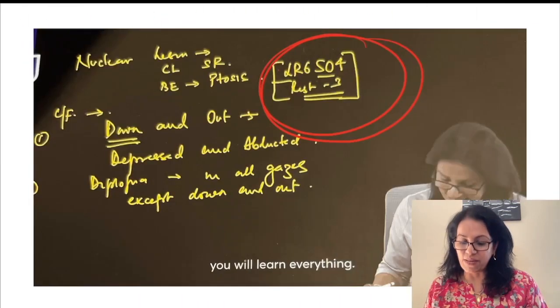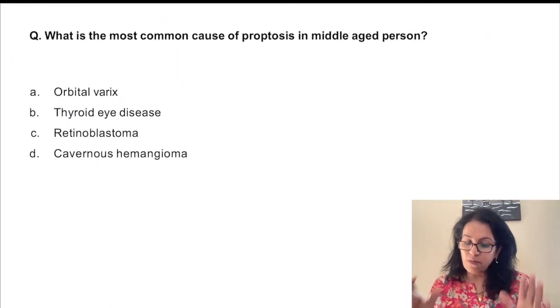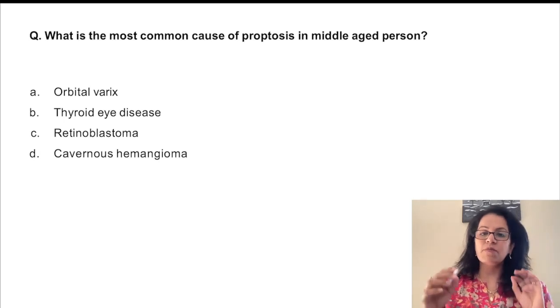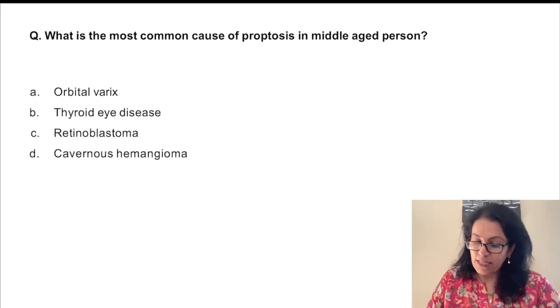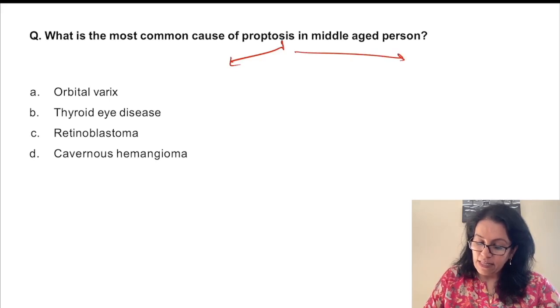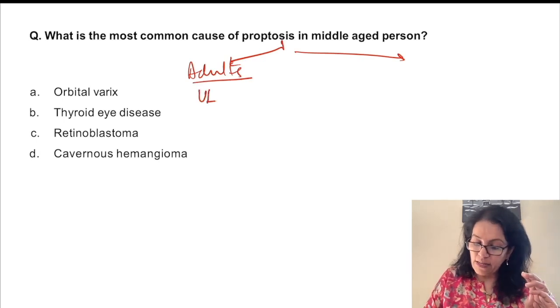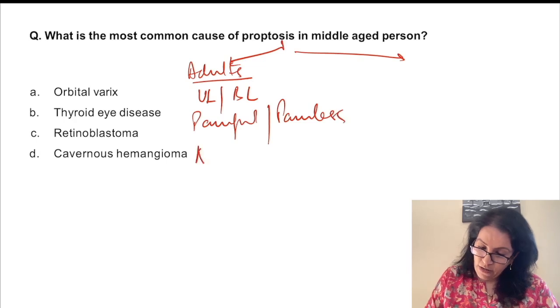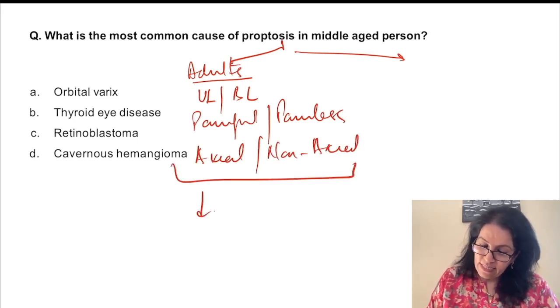Now it's clear. Then we talk about the most common cause of proptosis in a middle-aged person. What will you answer? Just learn like this: for adults, whether we are talking about unilateral or bilateral, painful or painless, axial or non-axial, in all the cases our answer is the same: thyroid eye disease.